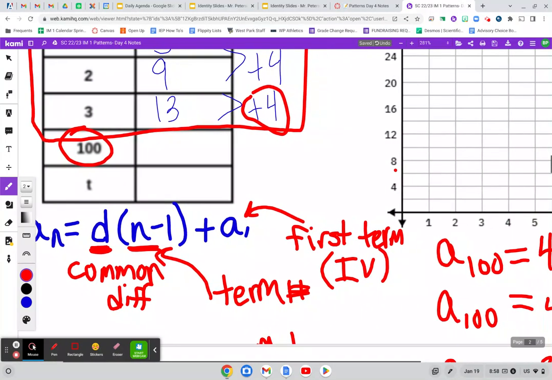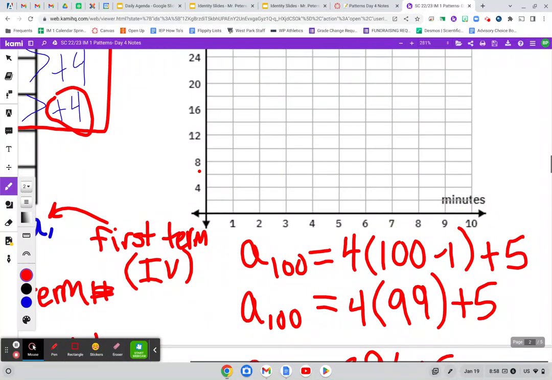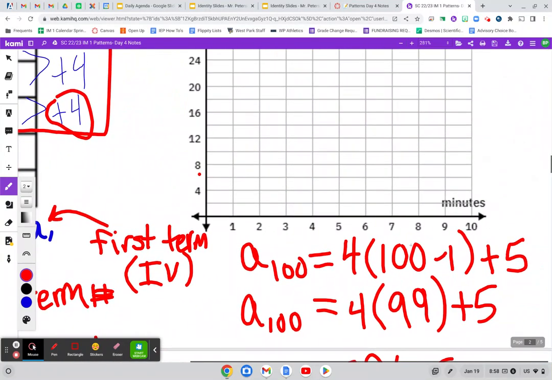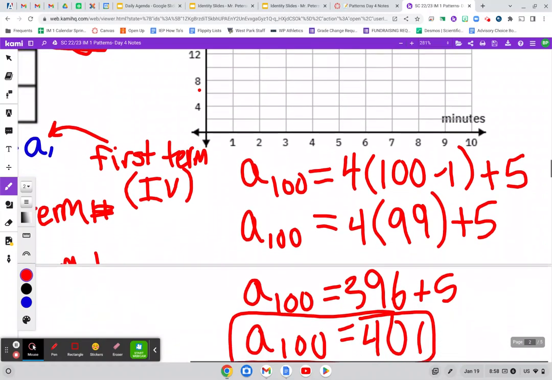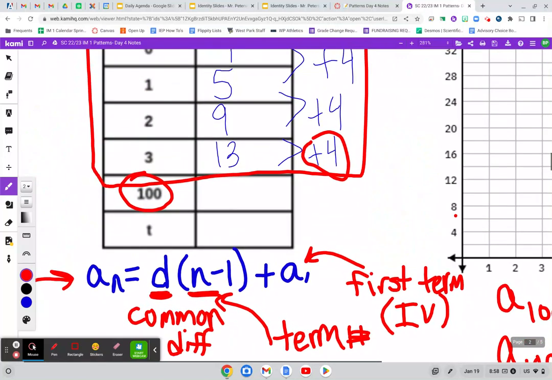So when we want to find the 100th term, you're just simply going to throw in 100 for N. A sub 100 is equal to the common difference of 4 times 100 minus 1 plus the initial value of 5, right? Because we're going to add 4 on top of 5 99 times. So ultimately what that becomes is 401. So the value of the 100th term, if we were to continue to add 4 99 times, would be 401.